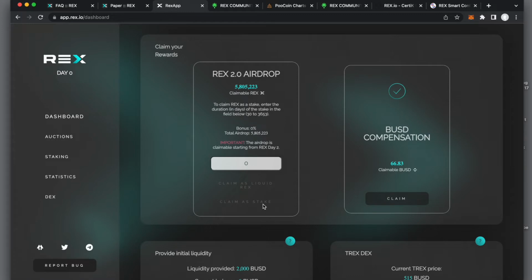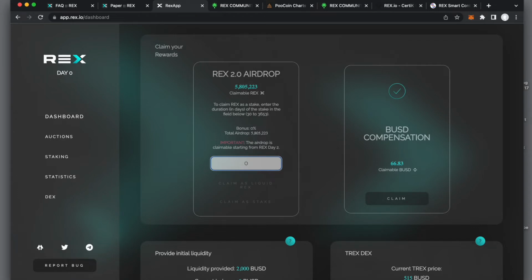If I claim it as a stake, however, I get a lot more Rex. Let's just see how much more. Let's try it for 1 day. As a stake, no bonus. Let's try 100 days. Okay, 100 days, I already get a little bit of a bonus, so I get a little bit more Rex. I get 6.67 if I stake for 100 days.